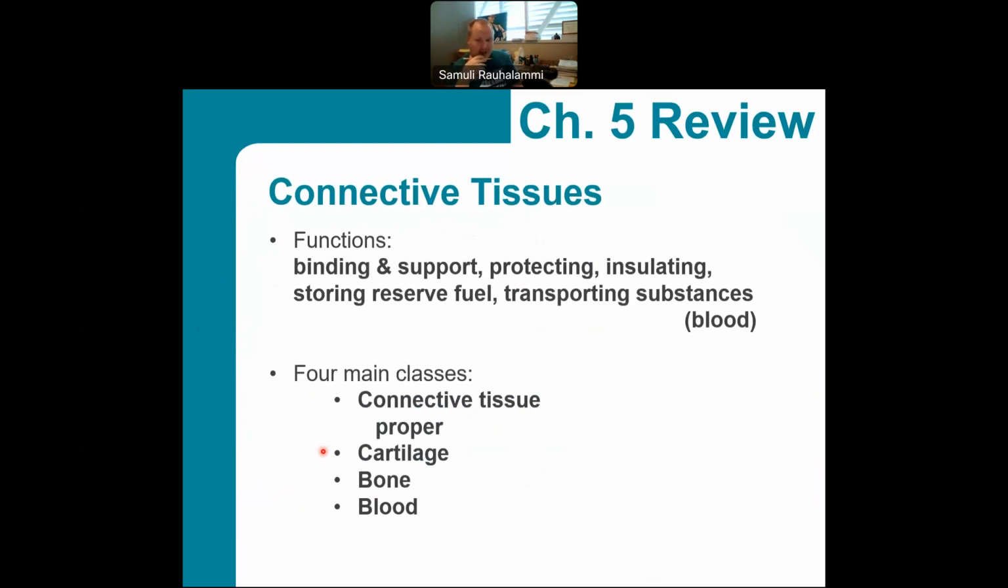Cartilages are different. We see hyaline cartilages, we see elastic cartilages, and you can read a lot more about those in your textbook. When it comes to bone, bone can be classified further, as we'll see in our subsequent chapters, as either compact bone or spongy bone. So some considerations there as well.